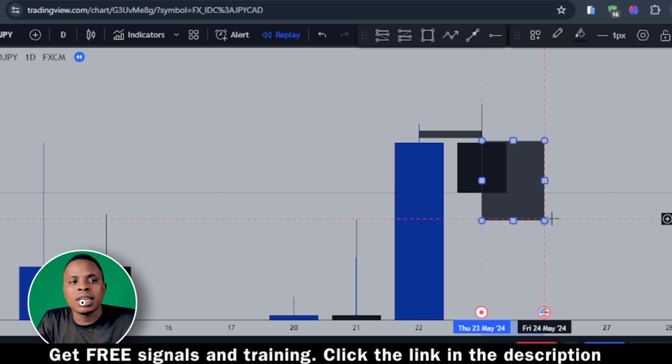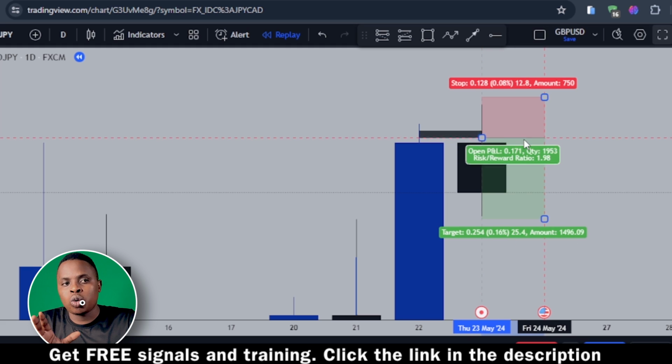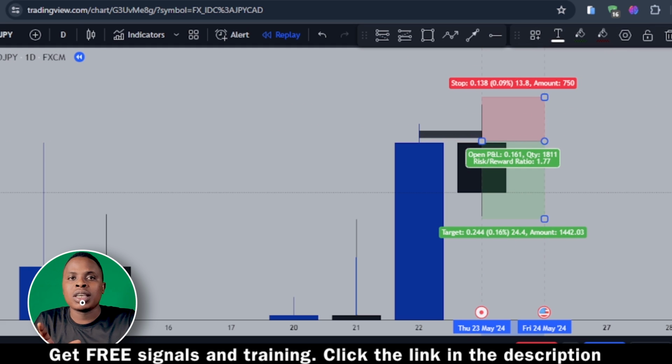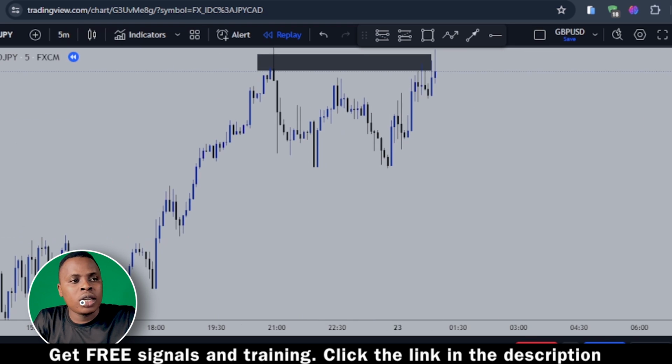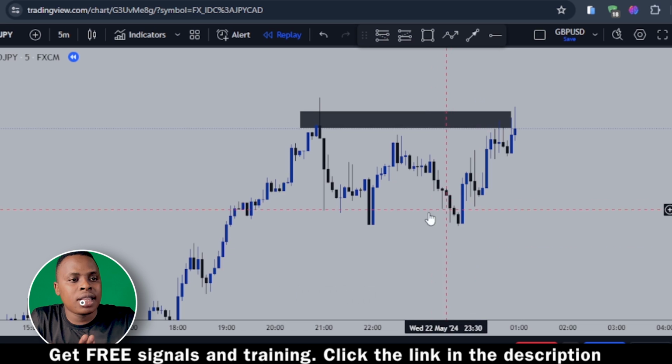Now, the number 3 way that you can use a stop loss to your advantage is using the ATR indicator. So let's get back to our example and let me show you what the ATR is. Now you can see this is our example.